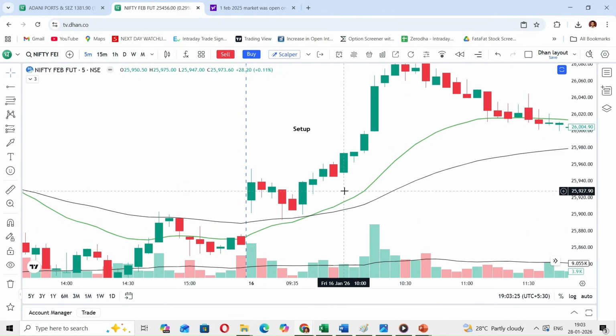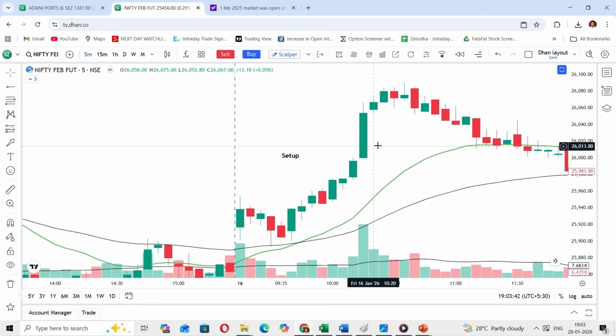See here. Here a buy setup is formed, an inside candle setup. The first candle, the mother candle, is a green candle. The second candle is also a green candle. So at the high of the mother candle, I will take a trade. The low will be the stop loss. Here you got a 1:2 risk reward ratio.